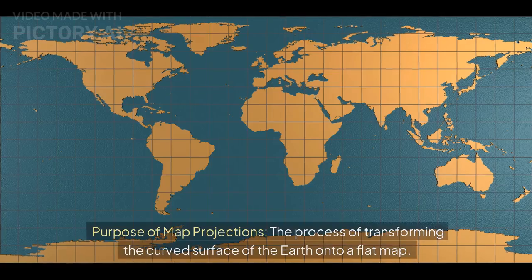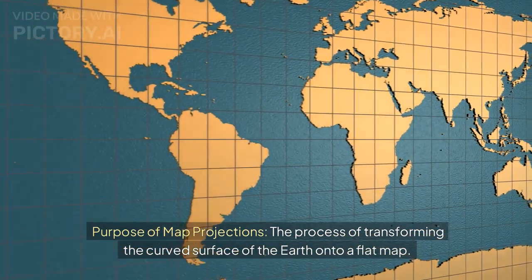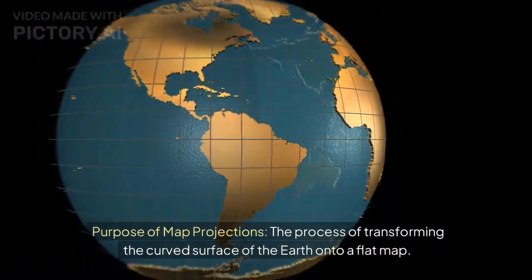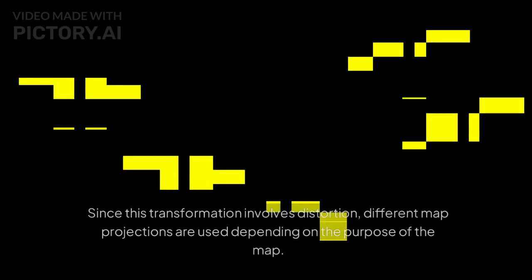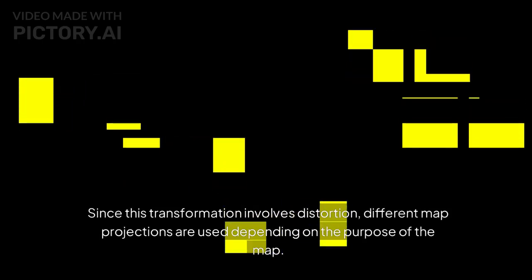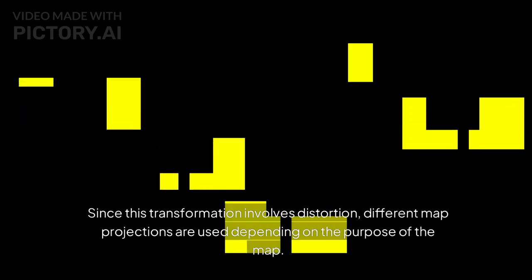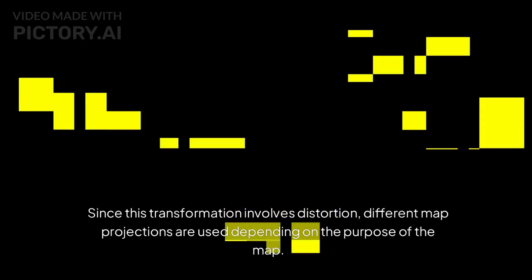Map projections. Purpose of map projections. The process of transforming the curved surface of the Earth onto a flat map. Since this transformation involves distortion, different map projections are used depending on the purpose of the map.